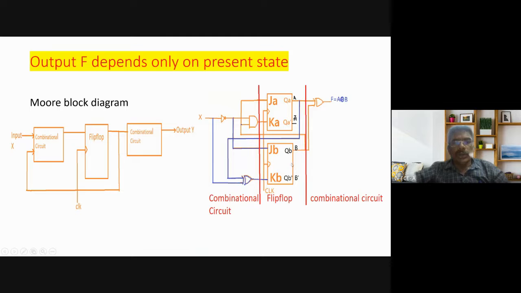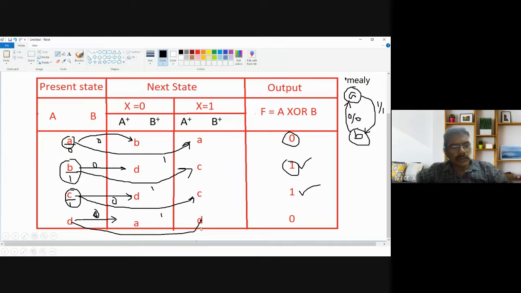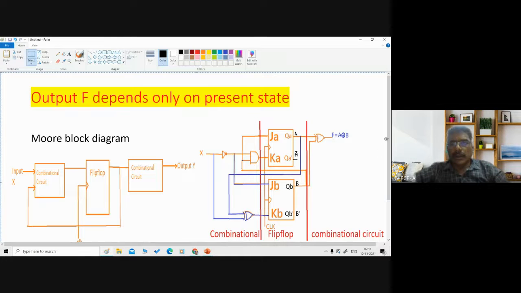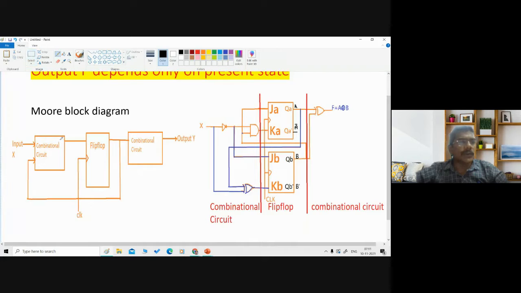So you have to know that we come to the end of the slide. In general, the Moore block diagram will be like this: input, the combinational circuit, and flip flop. These two portions, the combinational circuit and flip flop, combined we call a sequential circuit. The flip flop output is given as feedback. So this is the general form of a sequential circuit.